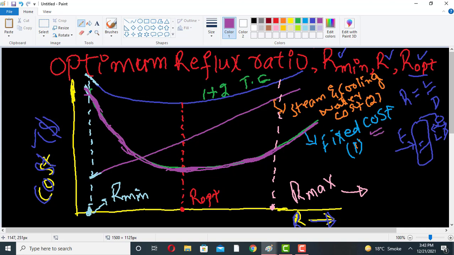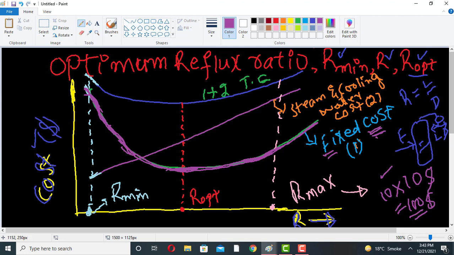If we determine the cost of one plate and there are n plates in the distillation column, then we multiply the cost of one plate by the number of plates. Suppose the cost of one plate is $10 and there are 10 plates, then we multiply by 10, so the cost of the distillation column will be $100. So the fixed cost is the cost of the column or the cost of the plates of the distillation column.